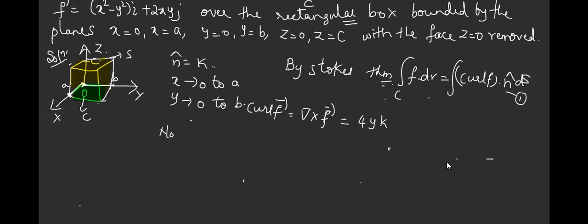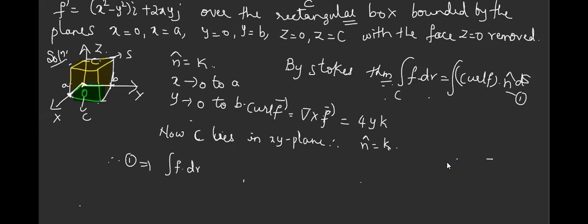Now, C lies in the XY plane. In the XY plane, therefore, n cap is equal to k. Therefore, equation 1 becomes integration f dot dr over C is equal to integration curl F, which is 4yk, dot product with n cap, which is k, ds over S. Now again, k dot k is 1. So what will remain is 4y. I'll take 4, being constant, out and write it as double integration y dx dy.